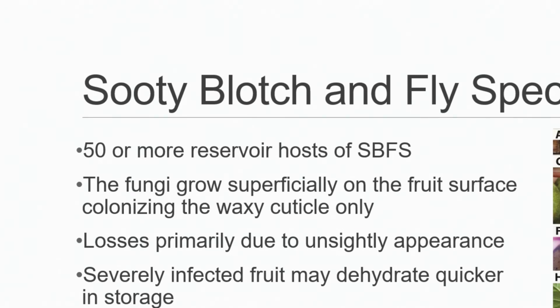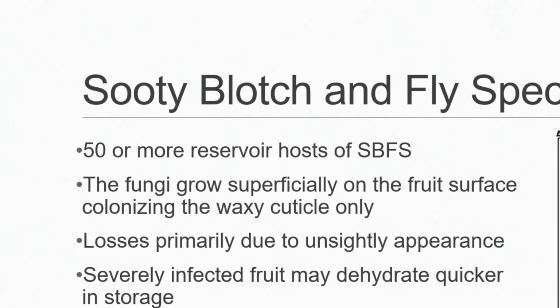The fungus grows superficially on the surface of the apple, only colonizing the cuticle, as shown in the lower image here, image B. So you can see that the fungi penetrate through the cuticle, but they don't make it all the way down into the cells. Within the protective waxy cuticle, the fungi utilize nutrients that seep through the cells.